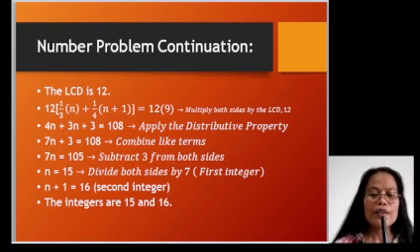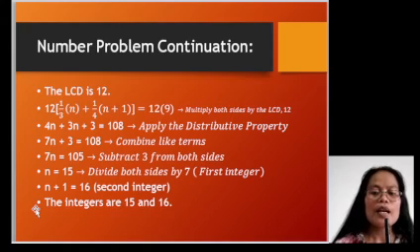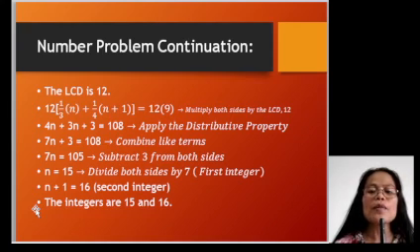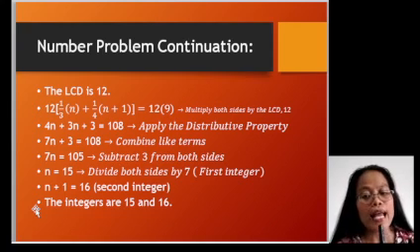So we have here 7n is equal to 105 because 7n plus 3 minus 3 is 0, and 108 minus 3 is 105. And why did we get 15? Because we divide both sides by 7. Since 7 is together with n, we need to divide both sides of the equation by 7. 7n divided by 7 is n, and 105 divided by 7 is 15.